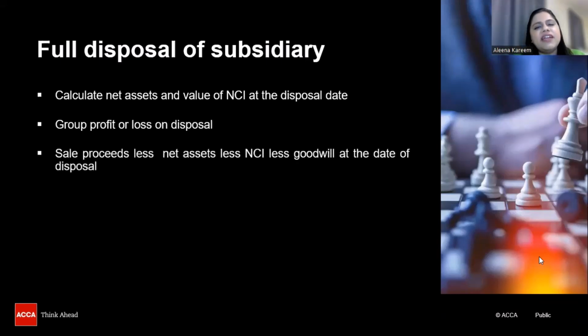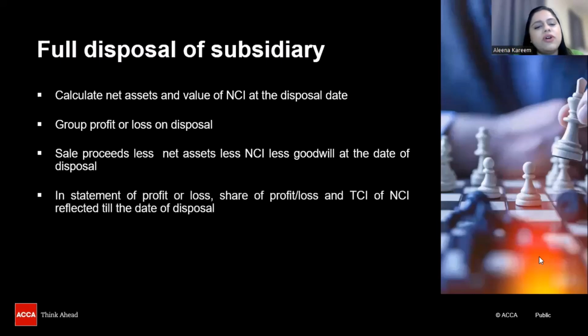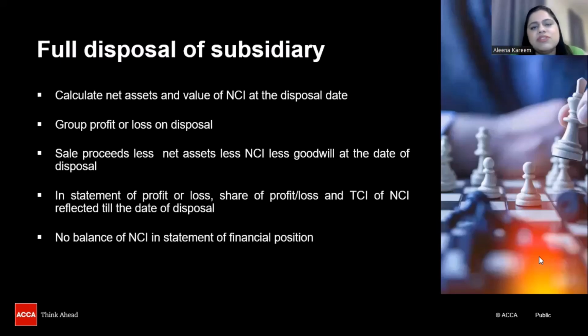So once you have identified the NCI value at the date of disposal by giving all the shares of retained earnings, everything, you take up the sale proceeds, you subtract the net assets from it, the value of NCI and goodwill. And what you get as the leftover amount is either the profit or loss on disposal. But do keep in mind, if the subsidiary was sold during the year, on the statement of financial position, there is not going to be any impact because the subsidiary was not a subsidiary at the year end. However, if it was a subsidiary for, let's suppose, 3 months during the year, and then it was sold off, we need to do the calculation of profit attributable to NCI for it.